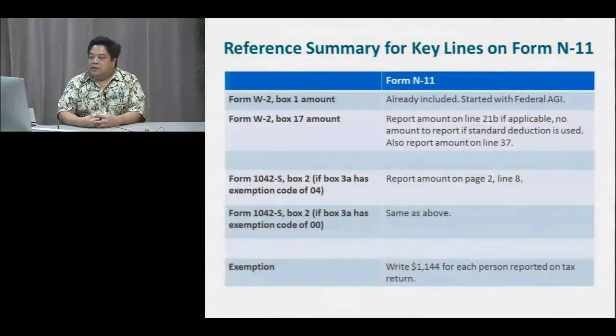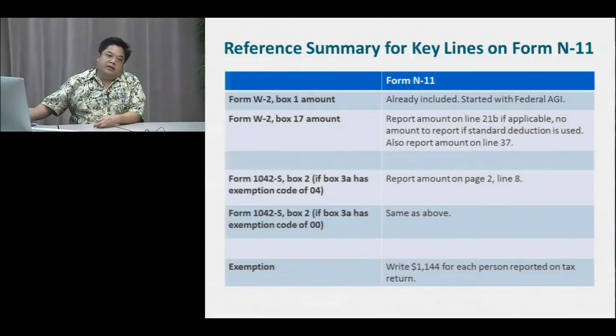So this is like a summary sheet that you could use, just like the federal tax workshop. You look at your W-2, what amount was in box 1, and on your right it will tell you where you could put it on the Form 11. So this is pretty much a summary form that should help you to do the N11.